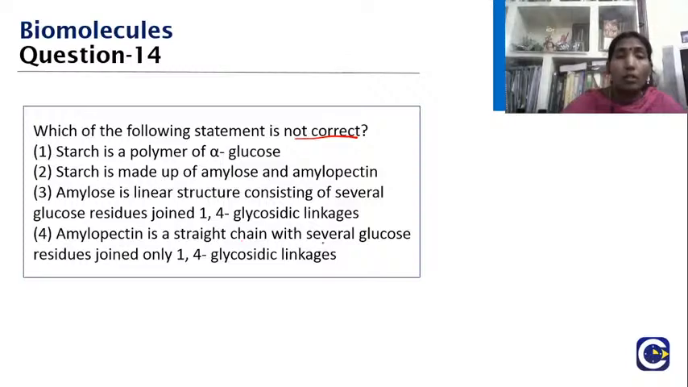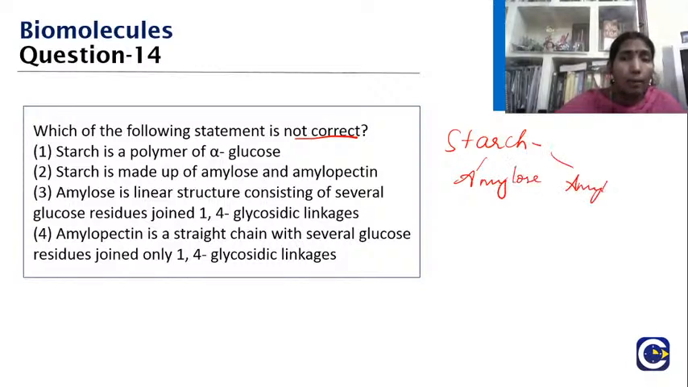Amylopectin is a straight chain with several glucose residues joined only by 1,4 glycosidic linkages. Now when you talk about starch, what is starch actually? It is a storage polysaccharide, as we all know. It has two main components: one is amylose, and the other is amylopectin. Amylose is a linear chain of glucose residues, which have 1,4 glycosidic linkages.